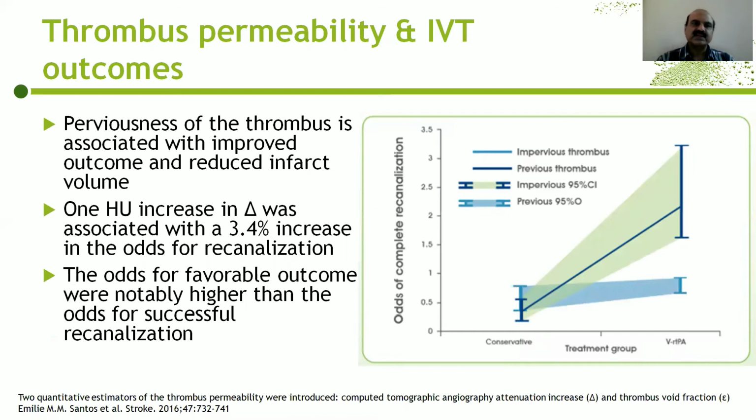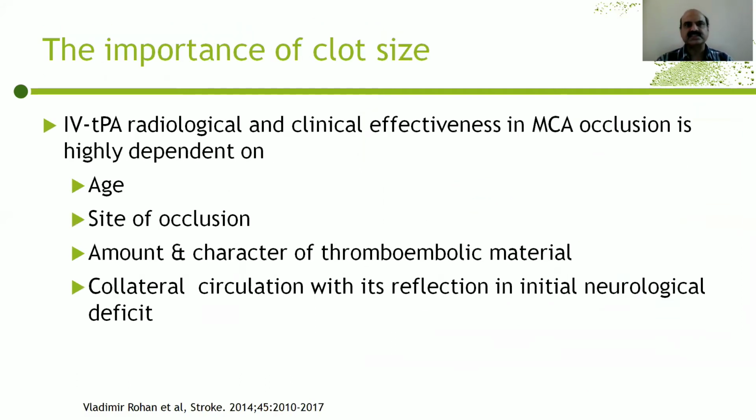So how to determine it? We should understand one thing: if the clot is RBC rich, it will be more dense on CT scan. A 1 HU, that is Hounsfield unit, increase in the density of the clot means there is a 3.4% increase in the odds of recanalization. So the denser the thrombus, the whiter the thrombus is, the odds for a favorable outcome are higher. It can be assessed through non-contrast CT scan.